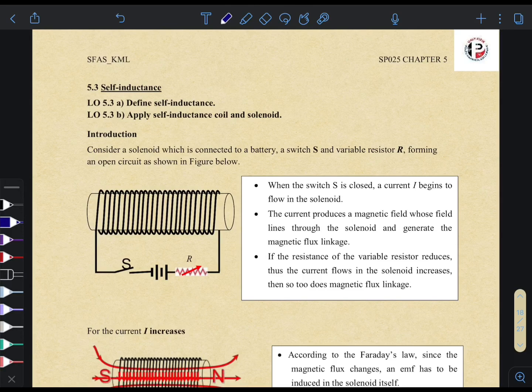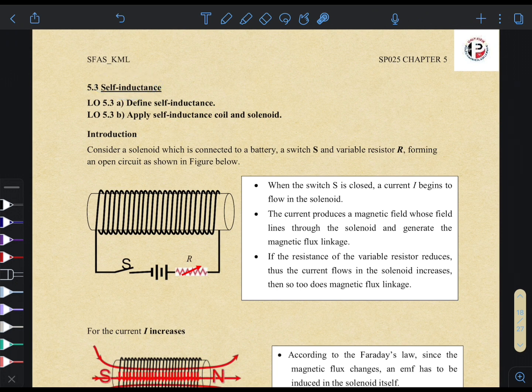Assalamualaikum and hi. So in this video, we are going to enter a new subtopic 5.3 from chapter 5, Self-Inductance. There are two learning objectives in this subtopic: to define the self-inductance and to apply the self-inductance in a coil and also solenoid. Okay, basically what is self-inductance?